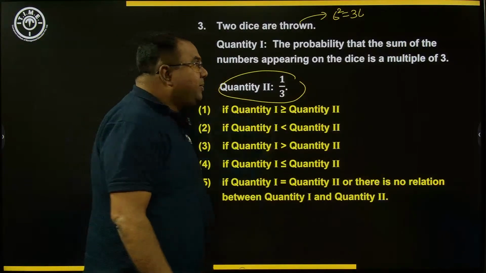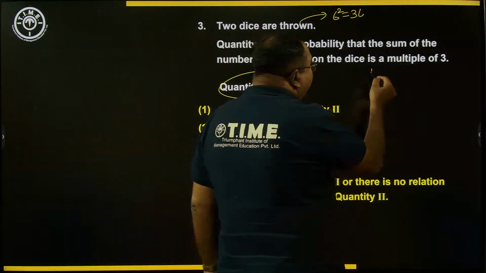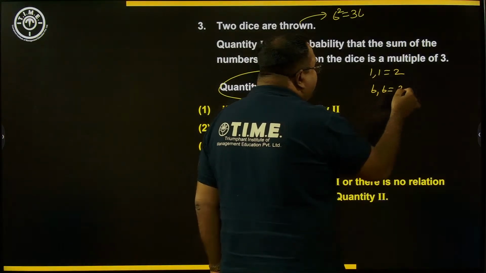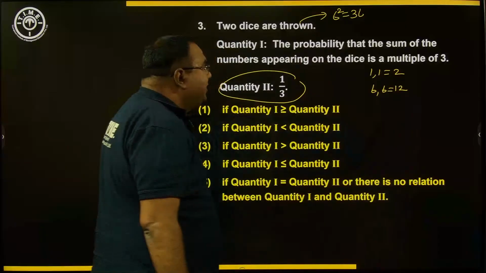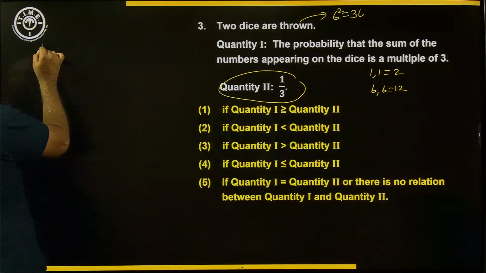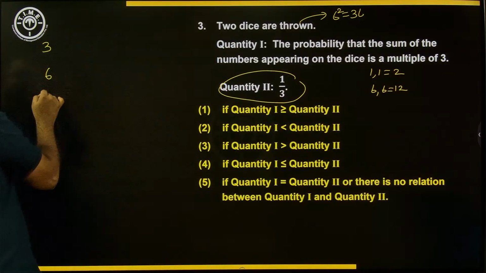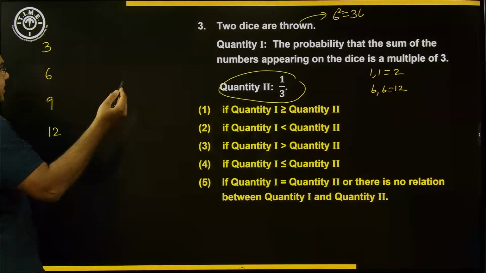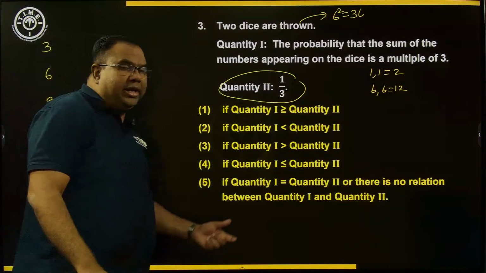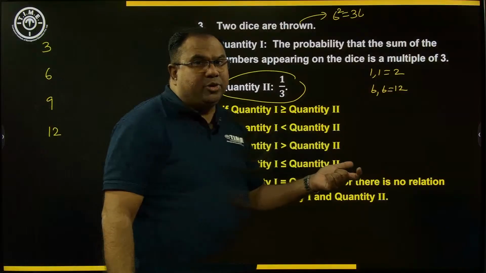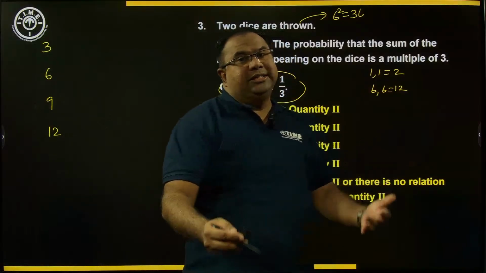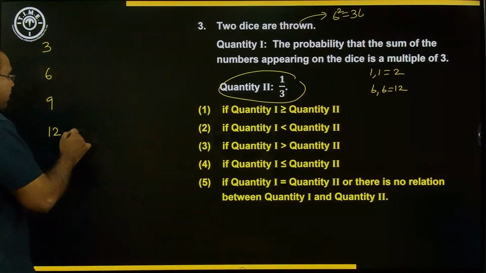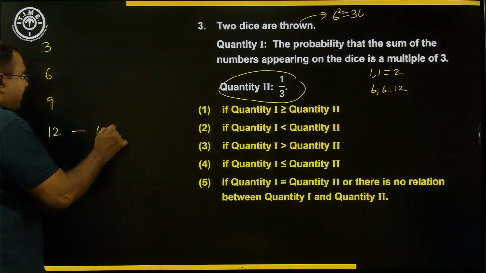Now, what's the minimum sum you will get? 1, 1, 2. What's the maximum sum I will get? 6, 6, 12. So a multiple of 3 can be 3, 6, 9, 12. The next, 3 5s is 15, but the sum cannot be 15. A die has numbers 1 to 6 only, so the maximum sum is 6 and 6, which is 12. It is not beyond 12. So for 12, there is only one case, 6, 6.